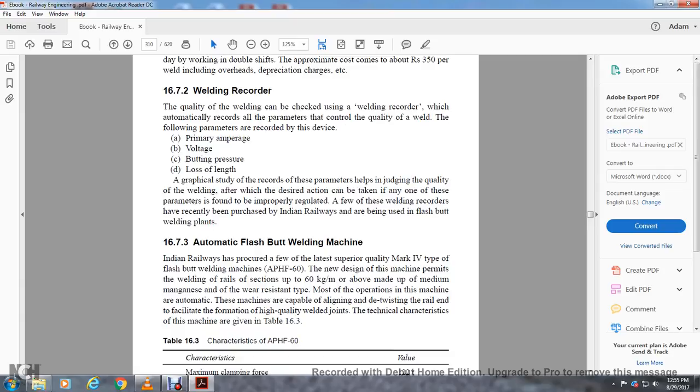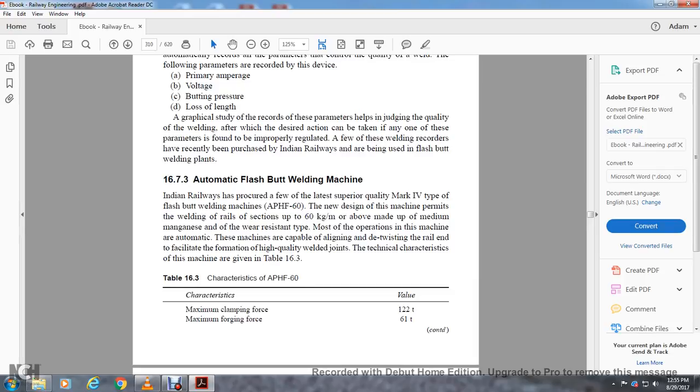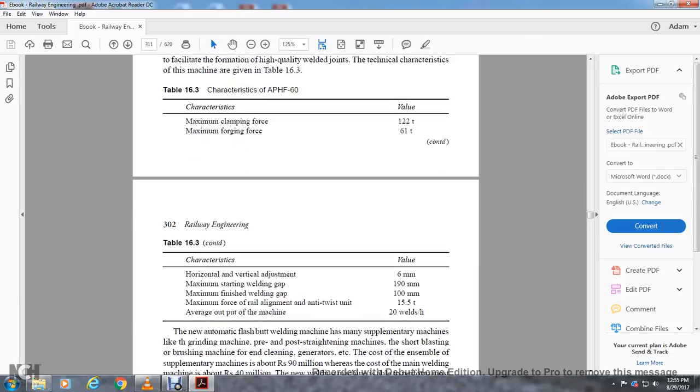16.7.3 Automatic flash butt welding machine. Indian Railways have procured a few of the latest superior Mark IV type flash butt welding machines, the APH F60. The new design of the machine permits welding of rails in sections of 60 kilograms per meter, including the medium manganese wear resistant type. Most of the operation in the machine is automatic. The machines are capable of aligning and twisting the rail and facilitate the formation of high quality welded joints. Technical characteristics of the machine are given in Table 16.3. APH F60: maximum clamping force 121 tons, maximum forging force 61 tons.